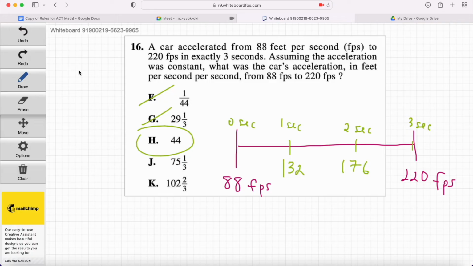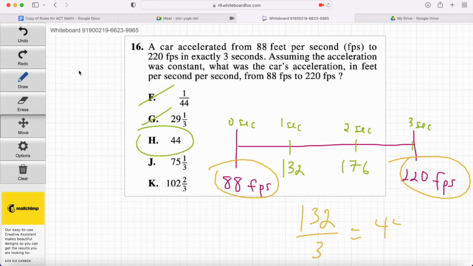If you wanted to mess with these values that they give you in the question, and you want to find out the acceleration per second, you subtract 88 from 220. So it's 220 minus 88. You get 132. Yep. And then divide by 3 because it's happening over 3 seconds. Right, and that gives you 44. So that's how you solve it to find the answer.